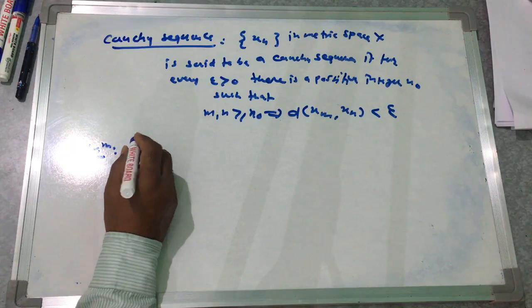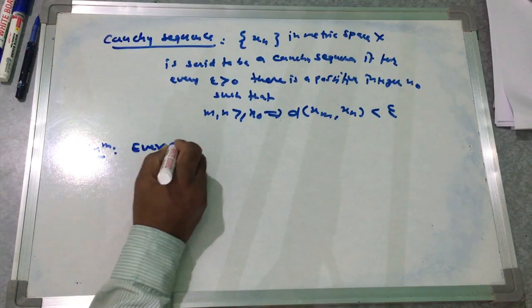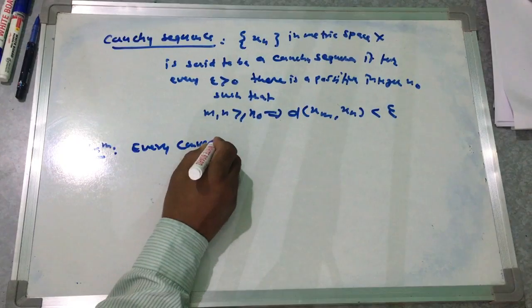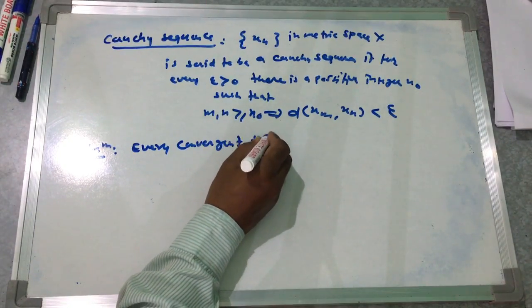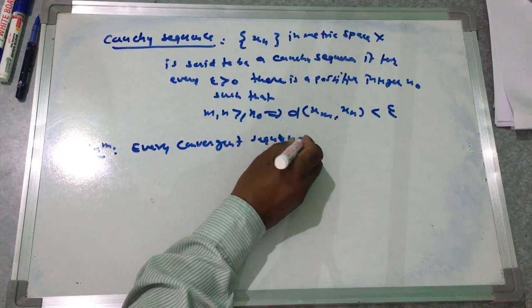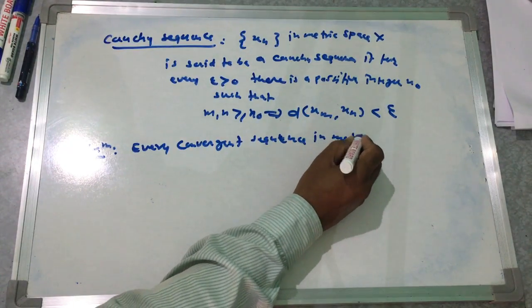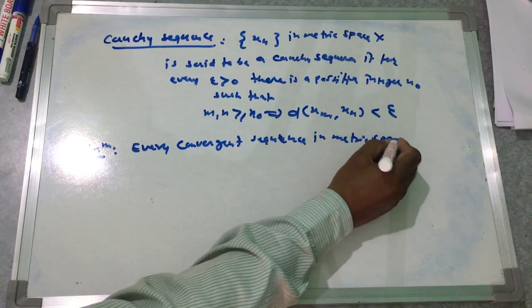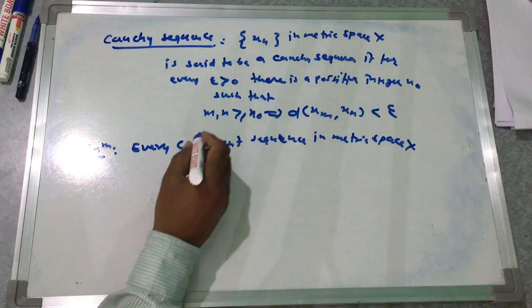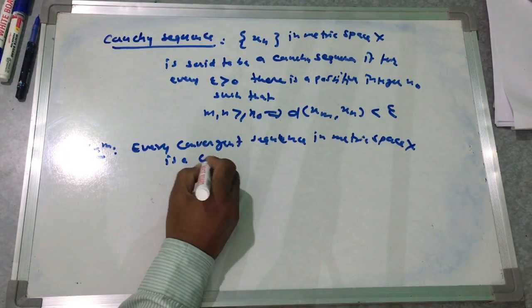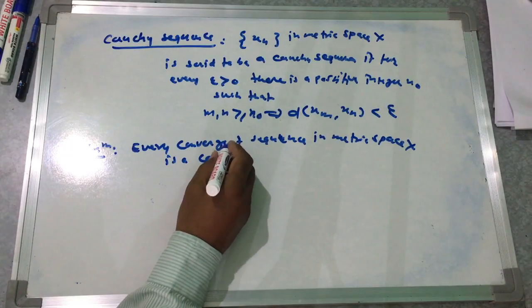every convergent sequence in a metric space X is a Cauchy sequence.